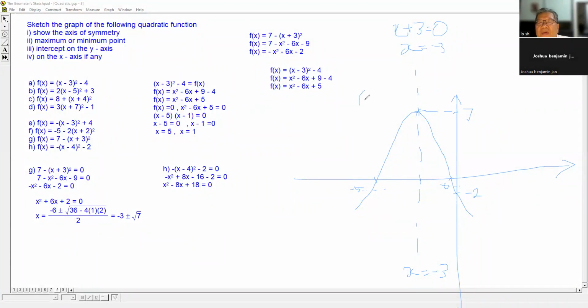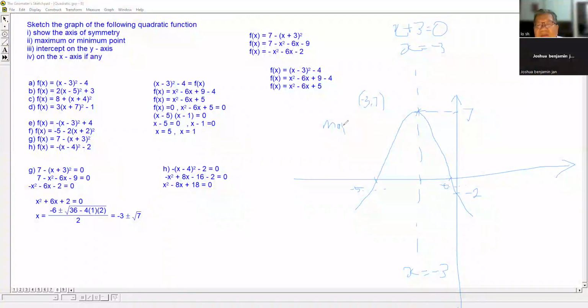What is the minimum point? Can you tell me? A maximum point. This one is not minimum. This is maximum point, the highest. How much? The coordinate. -3, 7. Correct. -3, 7. What is the maximum value?